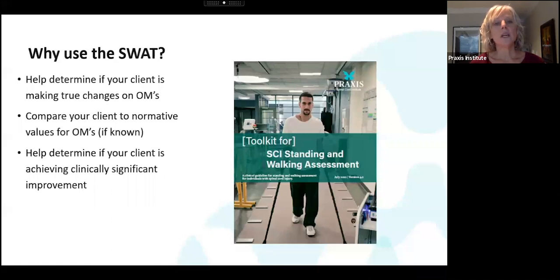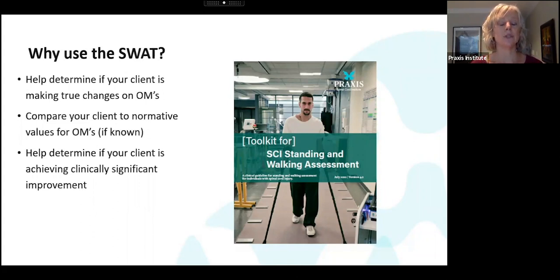You'll see in the toolkit, there are a lot of resources like Shane was talking about. One of the things that's in there is a summary of the most recent literature, so publications about that outcome measure. It helps you determine, those reference values are in there to help you determine if your client is making true changes on the outcome measures.